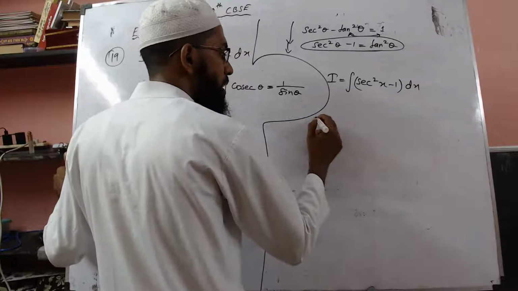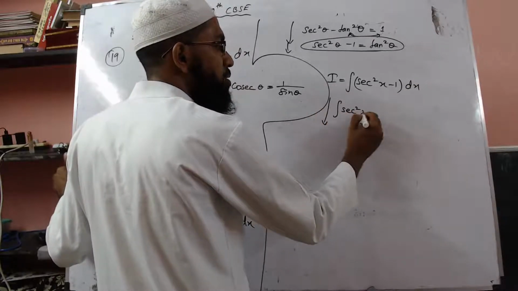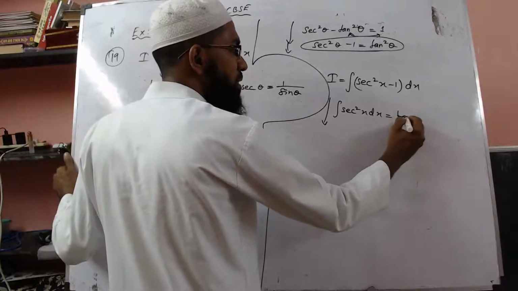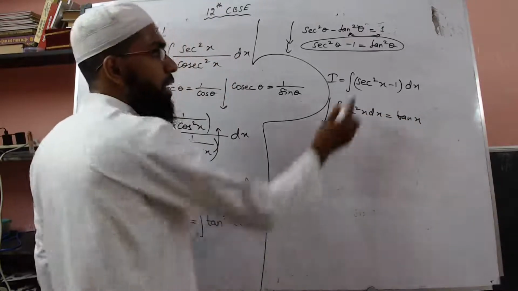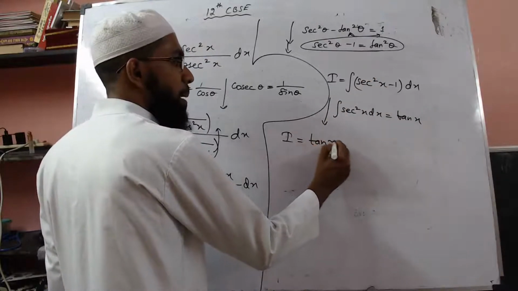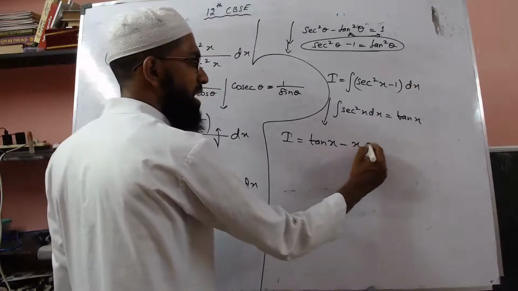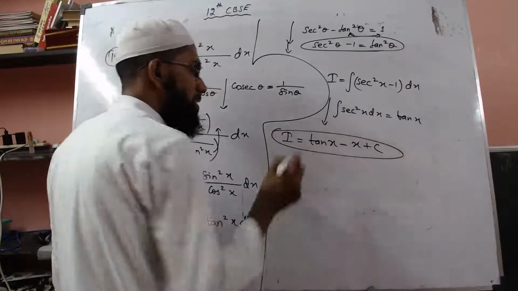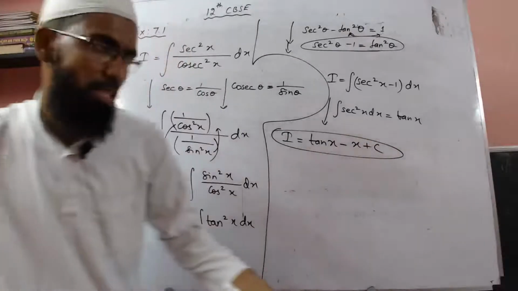Now I can split it. The integral of secant square x dx, I just told you, is nothing but tan x, because the derivative of tan x is secant square x. Then minus the integral of 1 dx, which is nothing but dx, and the integral of dx is x. So plus c. That's it. This is the answer for the 19th sum: I equals tan x minus x plus c.